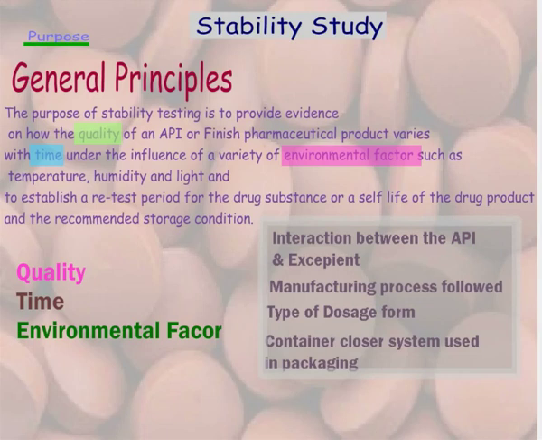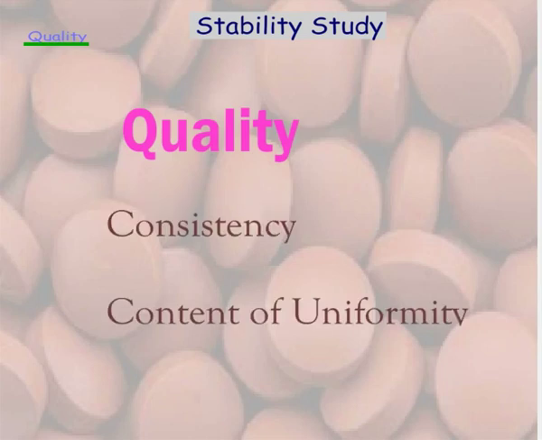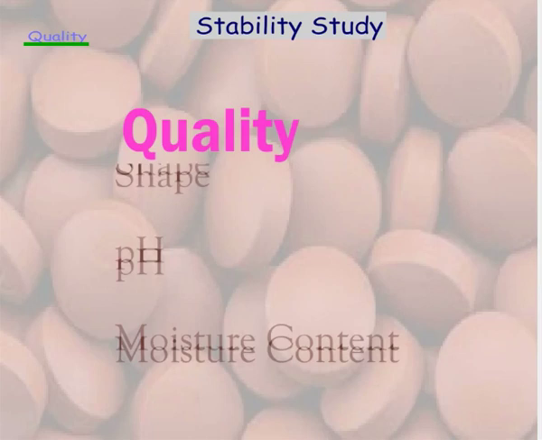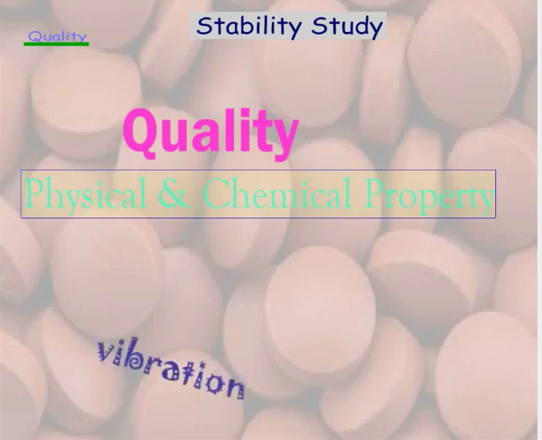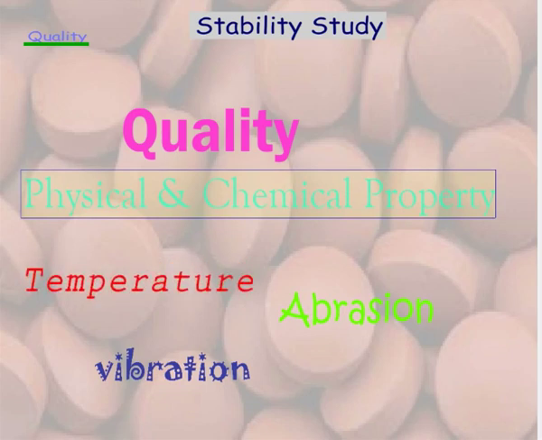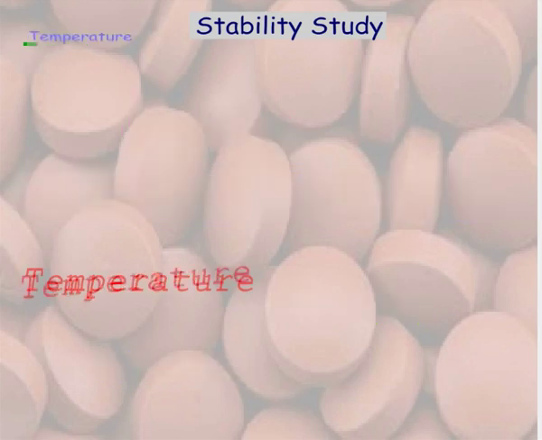Impacting your product quality means the product may undergo changes in appearance, consistency, content uniformity, particle size, shape, even pH, moisture content, etc. These changes may occur due to the product's molecular internal vibration, abrasion, or temperature fluctuation like freezing, thawing, shearing, etc. You observe almost every product is temperature sensitive.